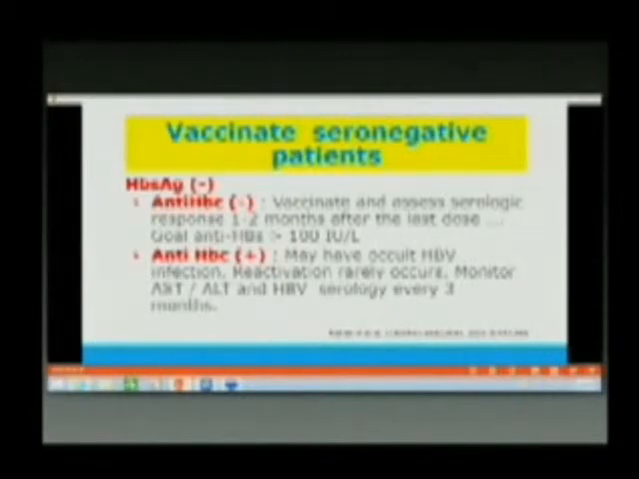If you have patients who are anti-HBc positive, even though they're HBs antigen negative, you might have occult hepatitis B infection. Having said that, the reactivation rarely occurs, and as such, you do not need to place these patients on prophylactic therapy. What you would need to do is to monitor your AST, ALT levels and your hepatitis B serology every 2 to 3 months.